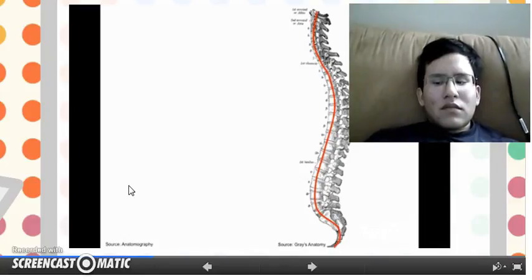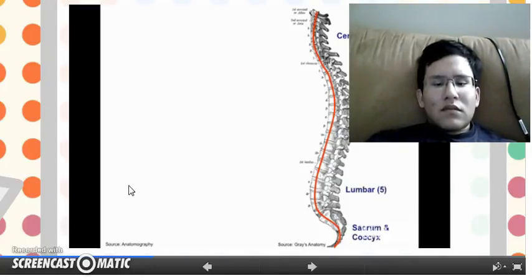The cervical region consists of 7 vertebrae. The thoracic region consists of 12. The lumbar region consists of 5. And lastly, we have the sacrum and coccyx, which are 2 composite bones.